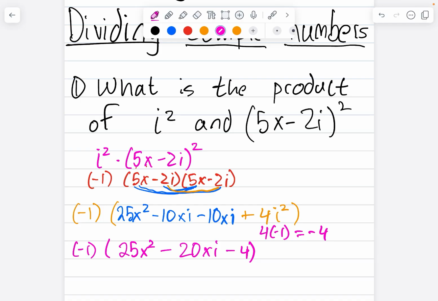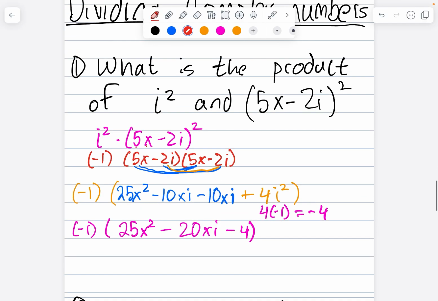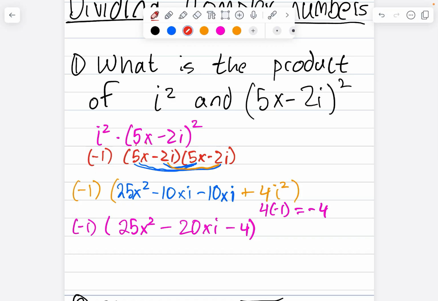What I have left to do is distribute this -1 that came from i squared. So -1 times 25x squared is -25x squared. -1 times -20xi is negative times negative, which is positive. So I get positive 20xi. And -1 times -4 is positive 4.